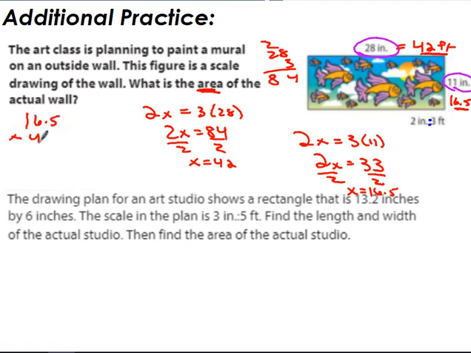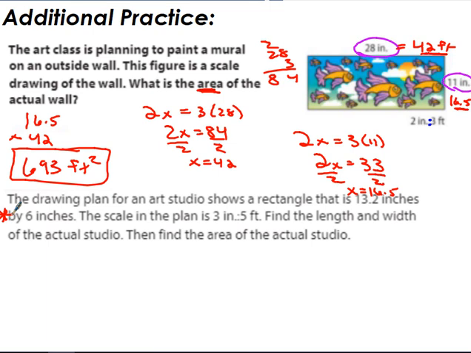So the area of the wall is 693 square feet. Okay. I want you guys to try this one on your own. Just see how you do. Try it on your own. Set up your scale first, and then find your dimensions that you need to find. So pause if you haven't paused it yet, and try this on your own. There's no harm if you get it wrong. It's okay. Just try it out.